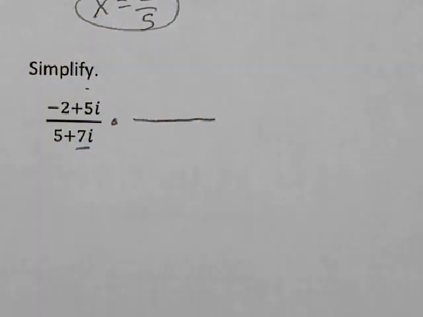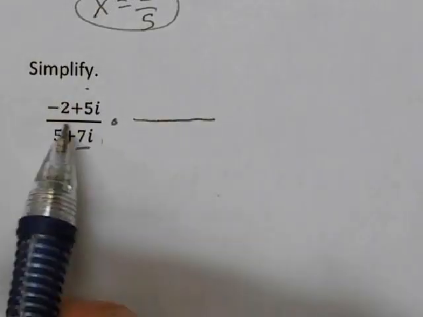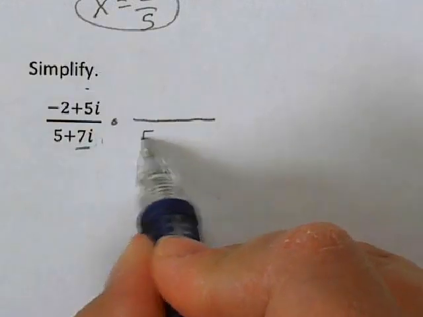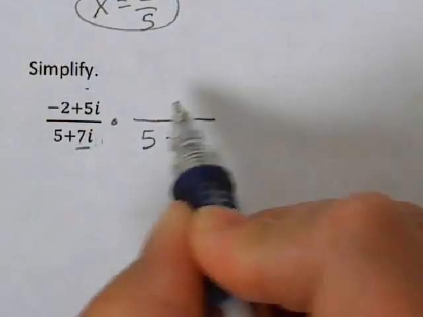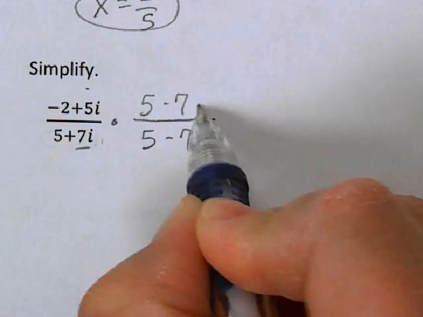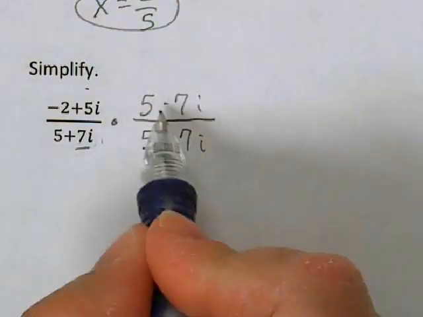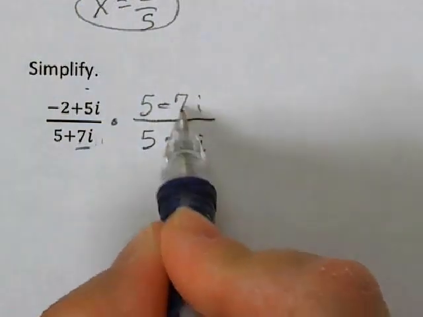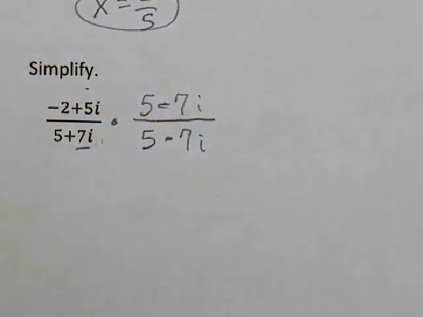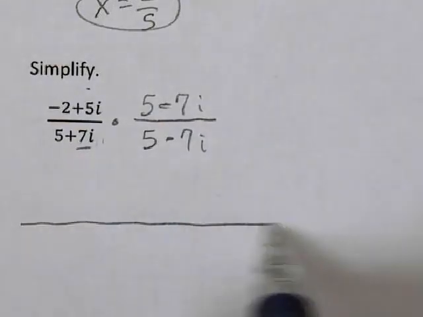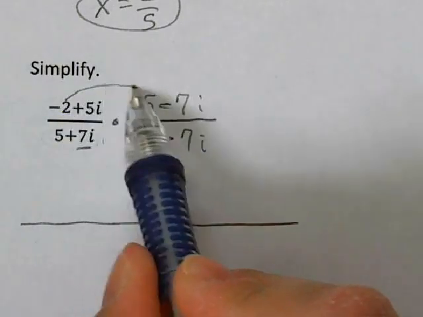And in this case, the big one is going to be something that will cancel out the i in the denominator. And that is going to be 5 minus 7i. And whatever I multiply times the bottom, I have to multiply that times the top because that is 1. And the numerator and the denominator are the same. So now, let's simplify this by multiplying out.